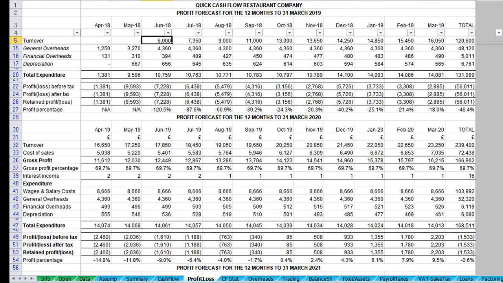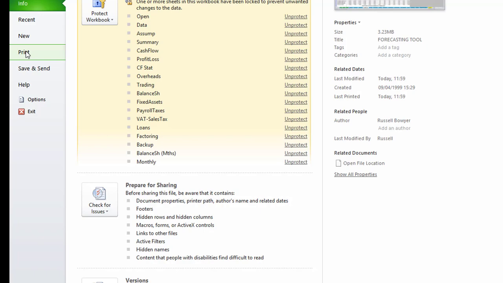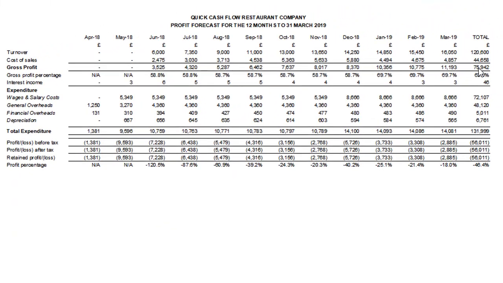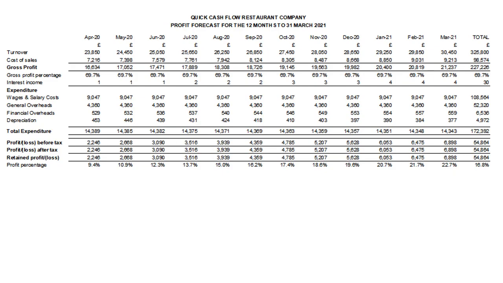So as with your cash flow forecasts, you could print those, and then it will show you your forecast profit and loss account for the first 12 months, month by month, by the way, and then your next 2 years, and so on.